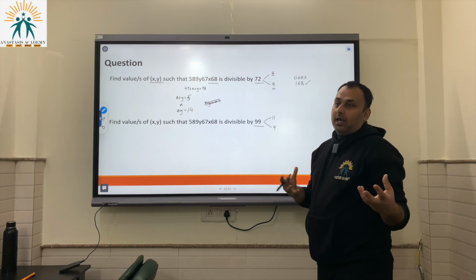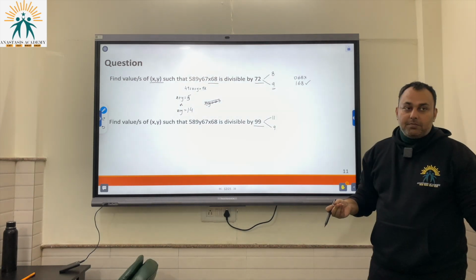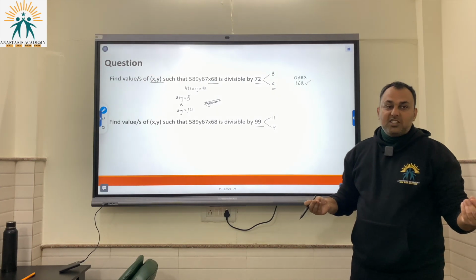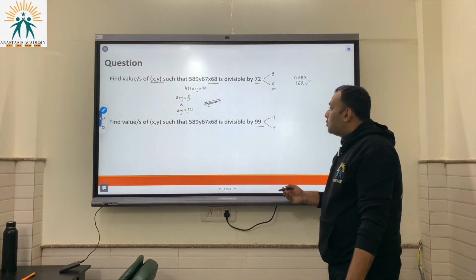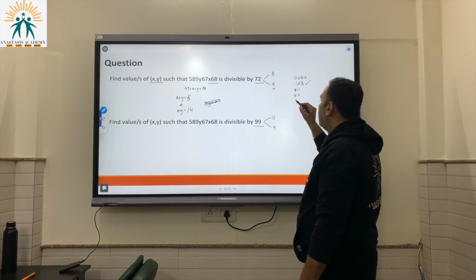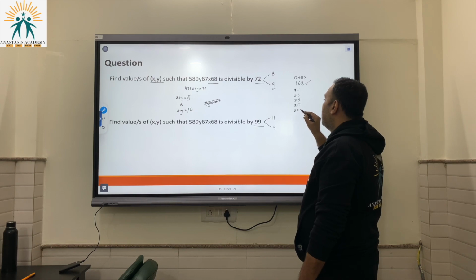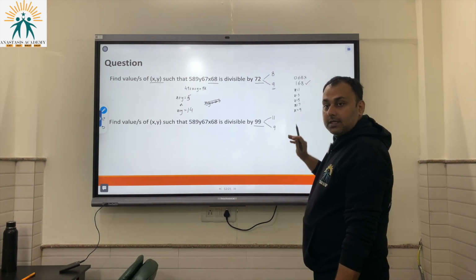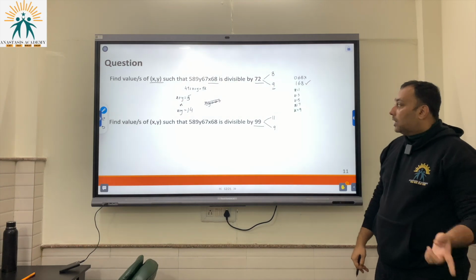A multiple of 100 and a multiple of 8, the smallest number that is divisible by both of them is 200. So x could take a value of 1, or 3, or 5, or 7, or 9. All of these are possible values of x.